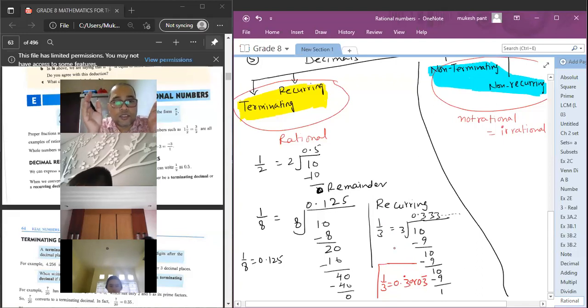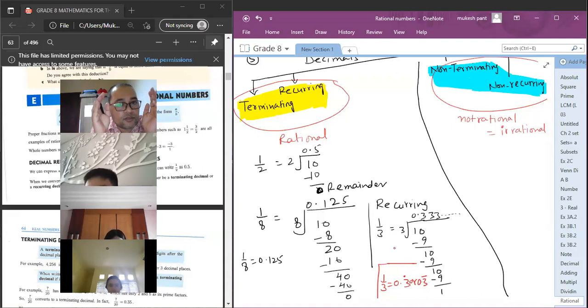So if the decimal is recurring or terminating, then it is rational. Otherwise, if it is not recurring and not terminating, it will be irrational. Since irrational numbers are not part of your syllabus, I'm not taking irrational in detail, only rational. So now it's clear what terminating and recurring decimals are and why they are rational numbers.